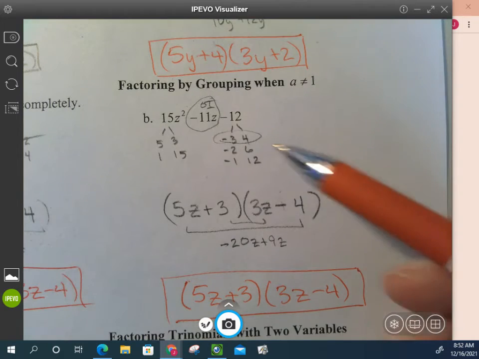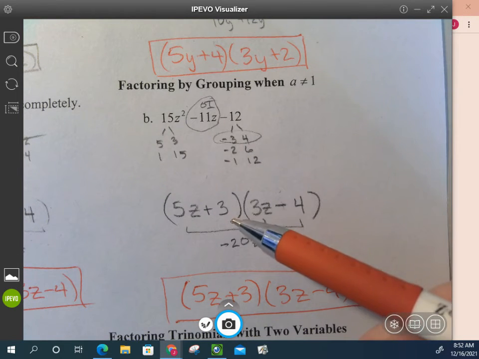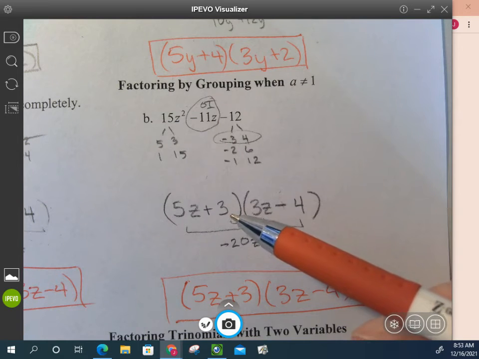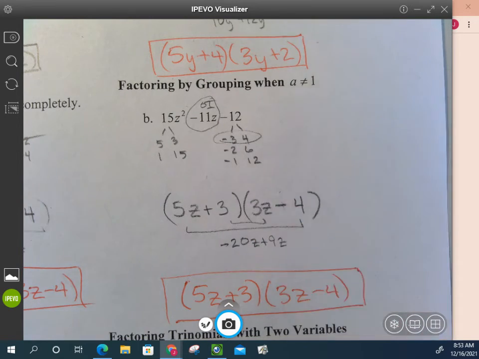If that didn't work, we would have tried negative 2 and 6, but again, I would have put the 6 over here. We would have tried negative 1 and 12, I would have put the 12 over here. If none of that worked, I'd go back to 1 and 15.